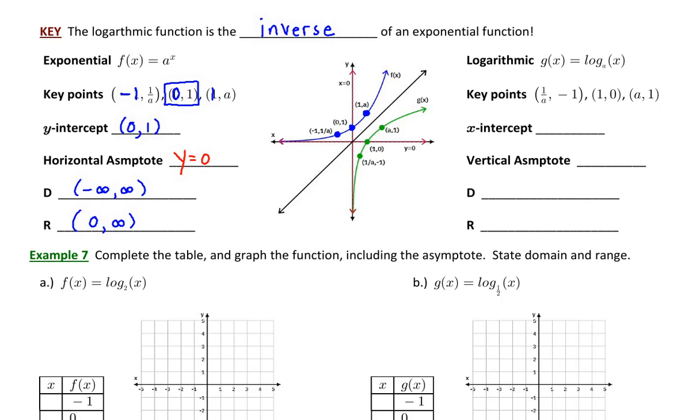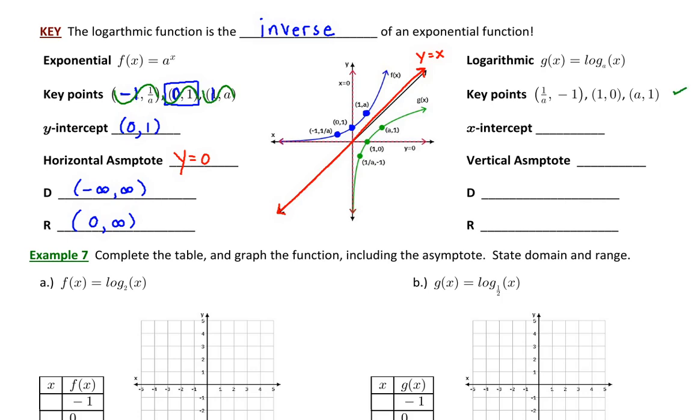Now, if an exponential function is the inverse of a logarithmic function, then we could obtain the logarithmic function by reflecting the exponential function across the line y equals x. So you can see that green curve labeled g of x is the reflection of the exponential curve, the blue curve, across that line y equals x. So the notation for our logarithmic function, as you know, is log base a of x. Notice, if I take the key points of my exponential function and I switch x and y, I end up with the key points for my logarithmic function.